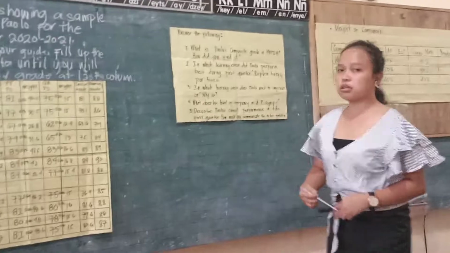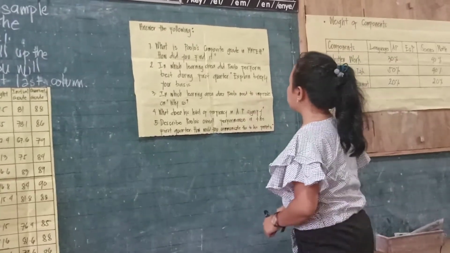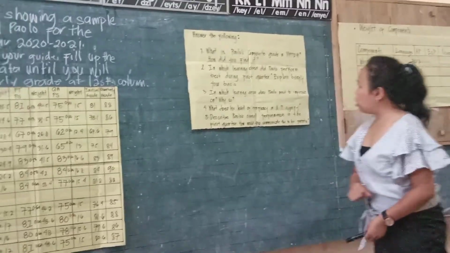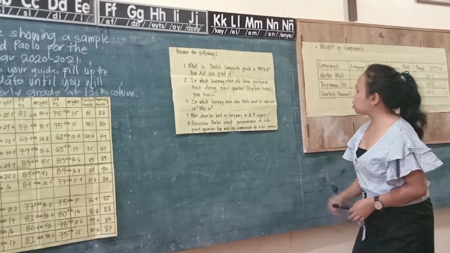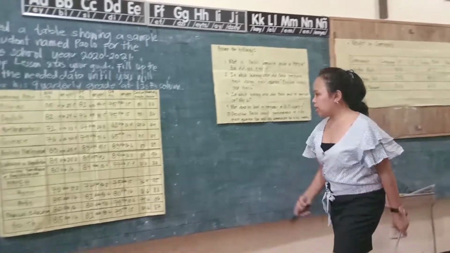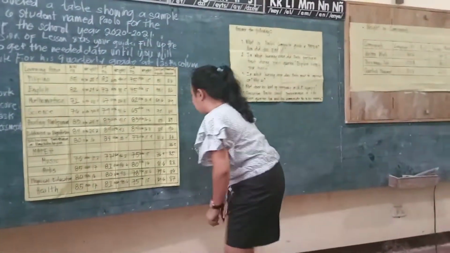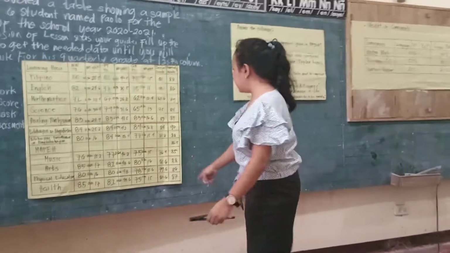First question is, what is Paulo's composite grade in MAPEH? How did you find it? So Paulo's composite grade in MAPEH is 86.5.